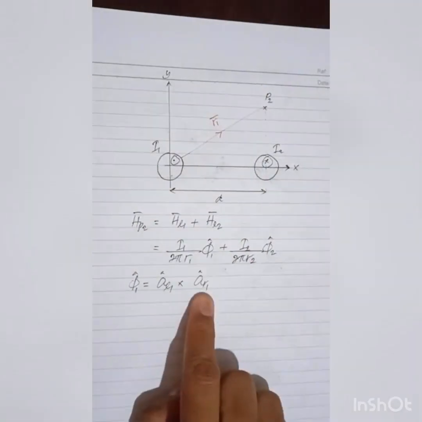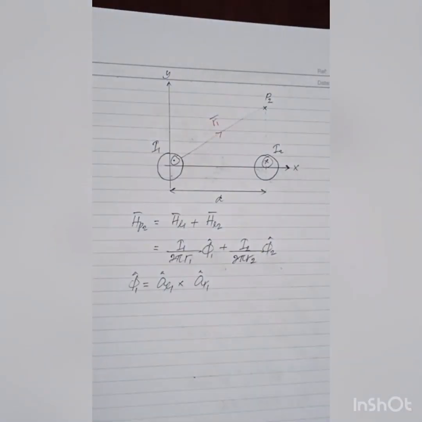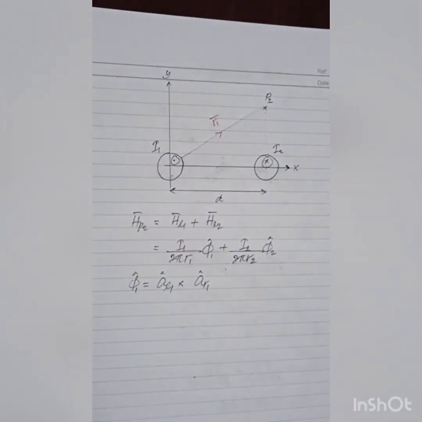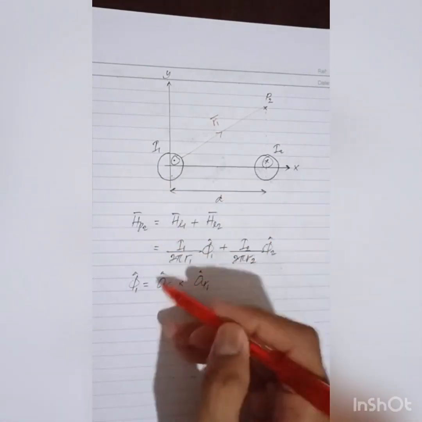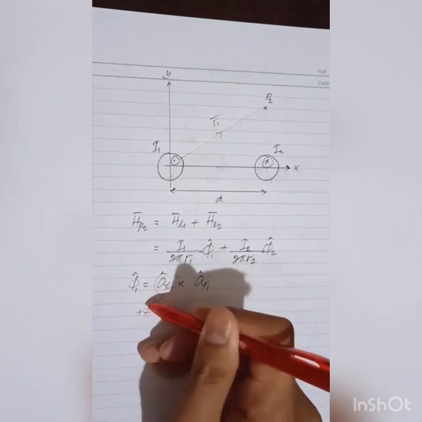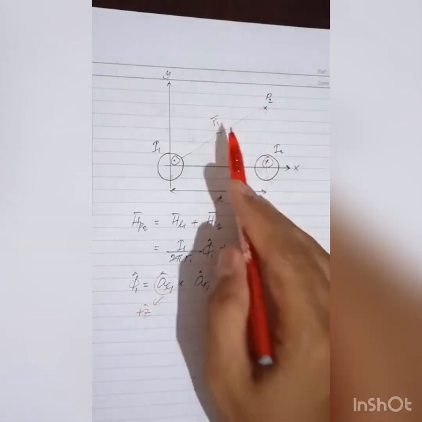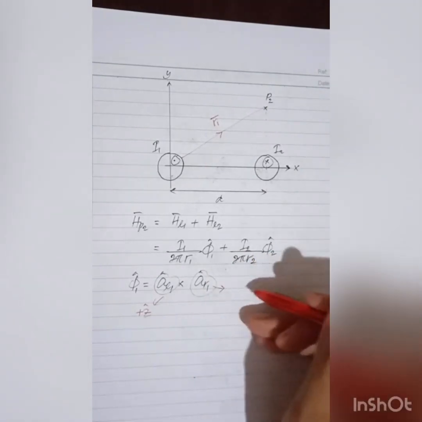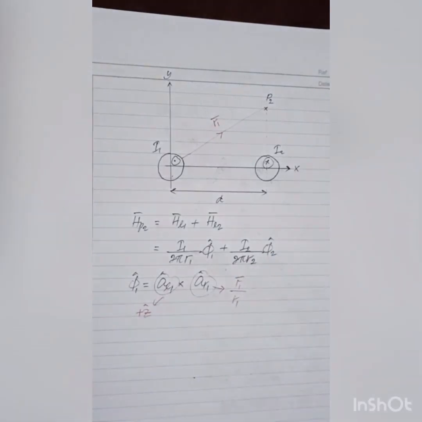The unit vector for this vector R1 points from the line current to the point of interest. We know that the L1 direction is always positive Z, so this one is the same, we don't have any difference. Now how do we find the unit vector of vector R1? Same as the first lecture, AR1 can be obtained using the vector R1 over its magnitude.